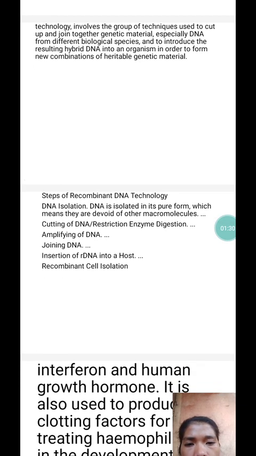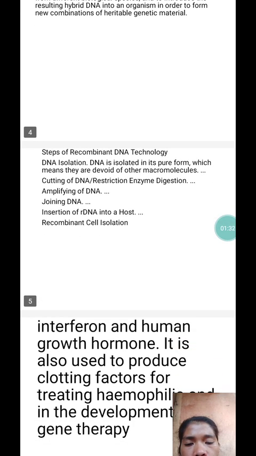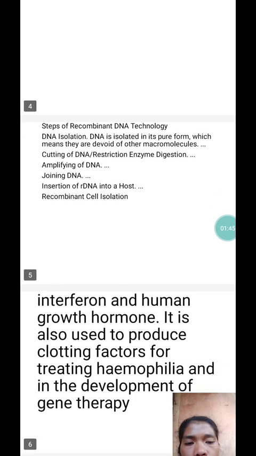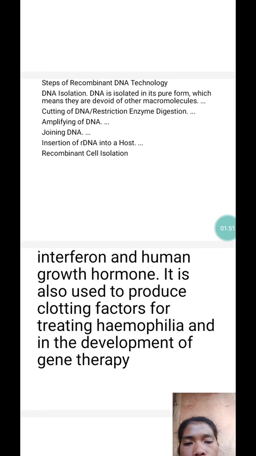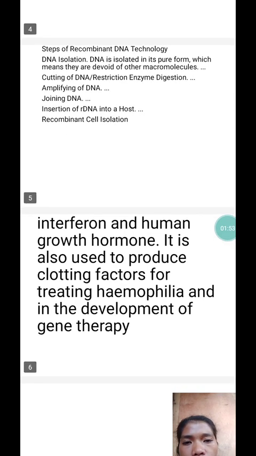Steps of recombinant DNA technology. DNA is isolated in its pure form, removing other macromolecules. Cutting of DNA with restriction enzymes. Amplifying of DNA, using PCR. Insertion of DNA into host cells, recombinant cell isolation.